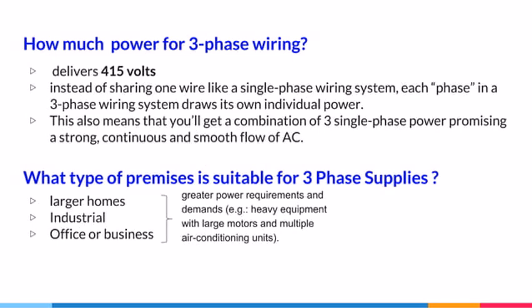The three-phase supply system can deliver a current of about 415 volts. Instead of sharing one wire as in single-phase wiring systems, each phase in a three-phase wiring system draws its own individual power. This also means that you will get a combination of the three-phase power, promising a strong, continuous and smooth flow of AC. The three-phase supply is mainly used for larger homes, industrial purposes, offices or businesses, and other commercial purposes.